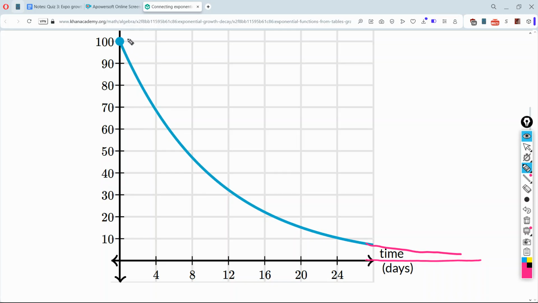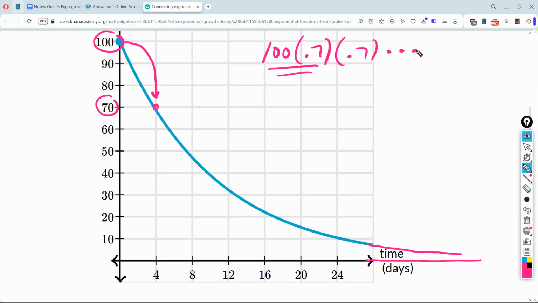And why is that? Well, this starts at 100 and it's exponential. So it's going to be multiplied by the same number each time. Let's just say, for the sake of argument, to go from here to this point right here, and this is 70, it's going to be 100 times 0.7. Okay, that's going to be every 4 days, but it doesn't matter. If you keep multiplying 100 times 0.7 times 0.7, and you keep going, the number is going to get smaller and smaller, and it's going to head towards 0. Okay, but it's never going to actually reach 0.